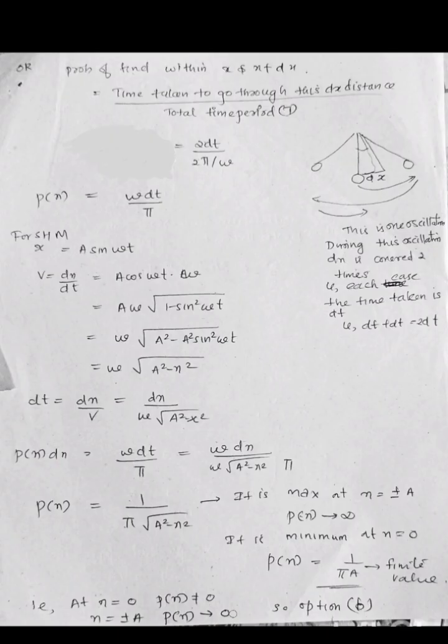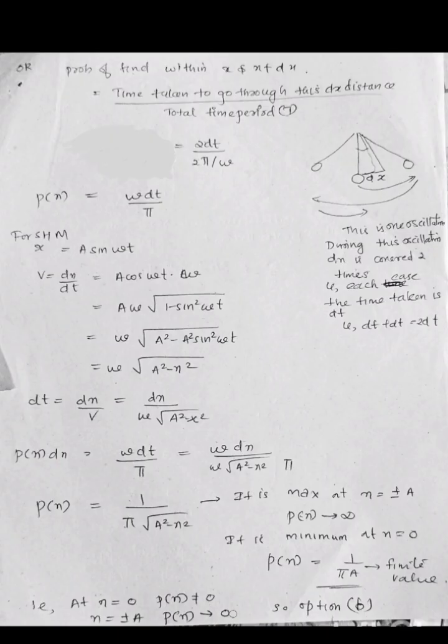So here we need to find the probability of finding the bob within x and x plus dx. This probability is equal to the time taken to go through this dx distance divided by the total time period. We know that to complete one oscillation, it covers the dx distance 2 times, so the time taken is 2 dt. So the probability can be written as 2 dt divided by the time period, that is 2 pi by omega. That is 2 dt by (2 pi by omega). This can be rewritten as omega dt by pi.